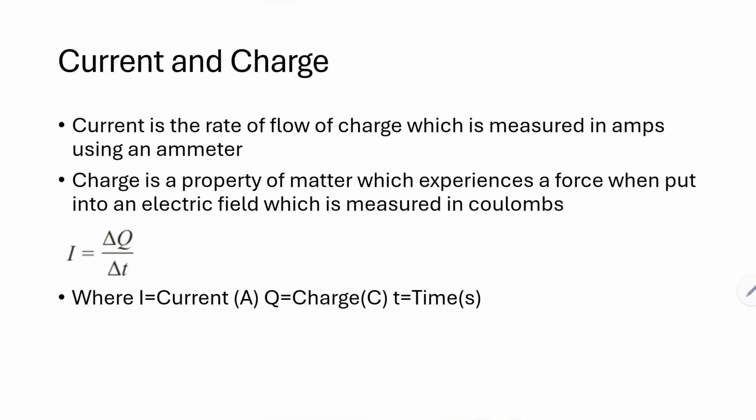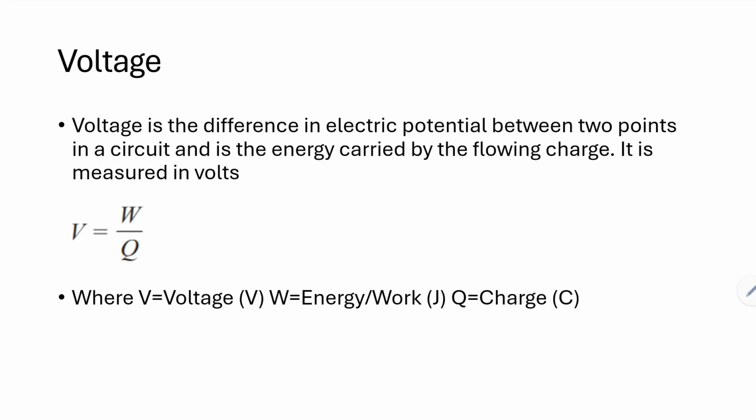So first of all we are going to be looking at current and charge, where current is the rate of flow of charge which is measured in amps using an ammeter. Charge is a property of matter which experiences a force when put into an electric field, which is measured in coulombs. I equals change in Q over change in T, where I equals current, Q equals charge and T equals time.